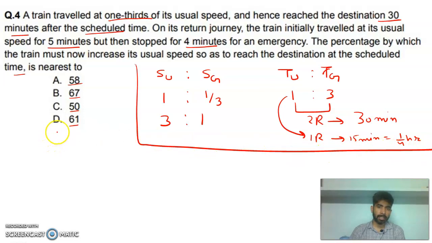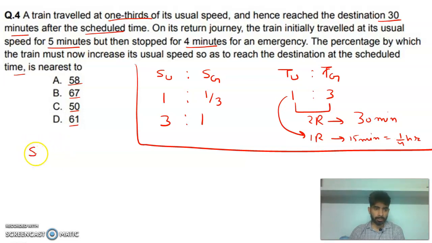So up to this, from the first line, you get this much data. Now move to the second line. It says on the return journey, they initially traveled for 5 minutes at the same speed and stopped for 4 minutes. So he needs to reach the destination in the same time, the 15 minutes. So how much do they need to increase the speed? How can he deal with it?